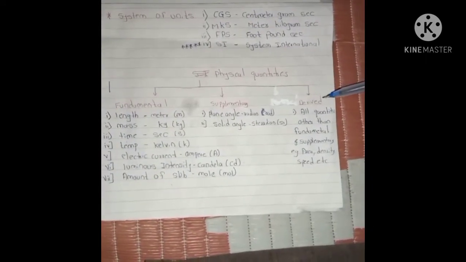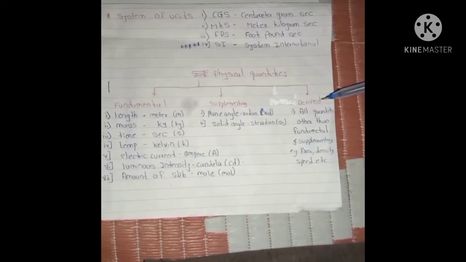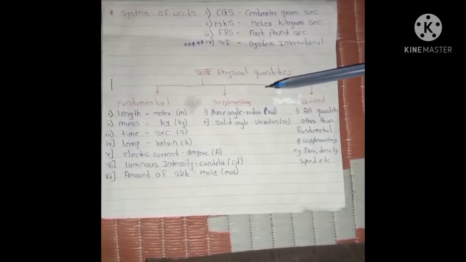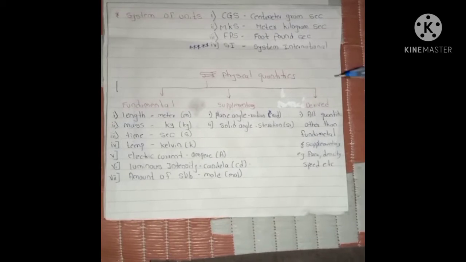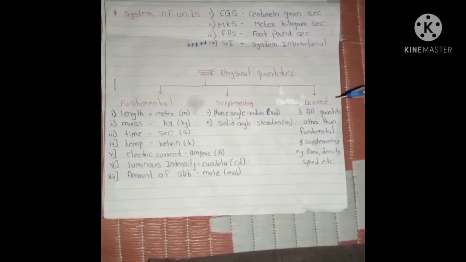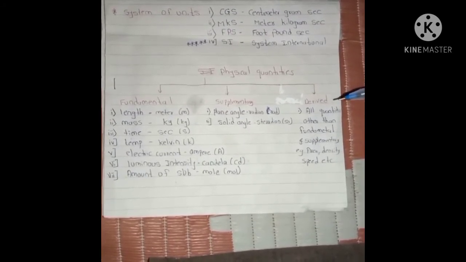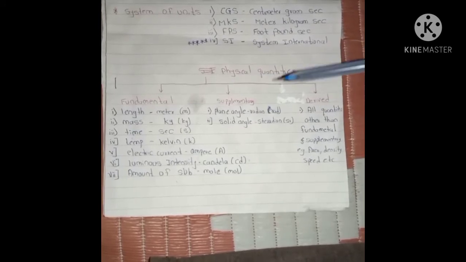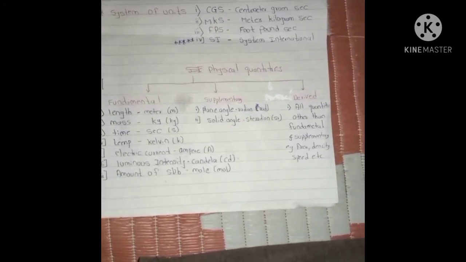Thirdly, we have derived physical quantities. These quantities are derived from fundamental and supplementary physical quantities. These derived physical quantities are all physical quantities other than fundamental and supplementary physical quantities.